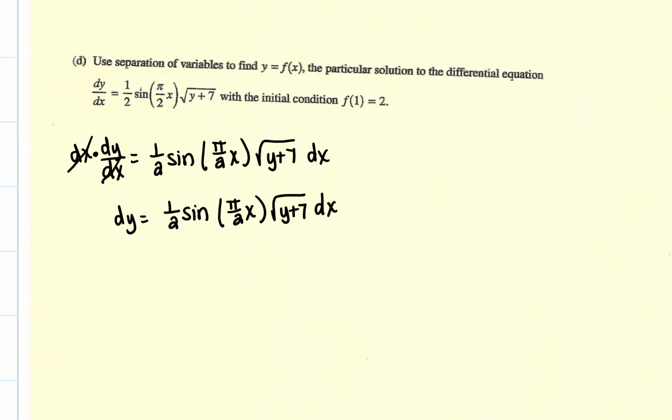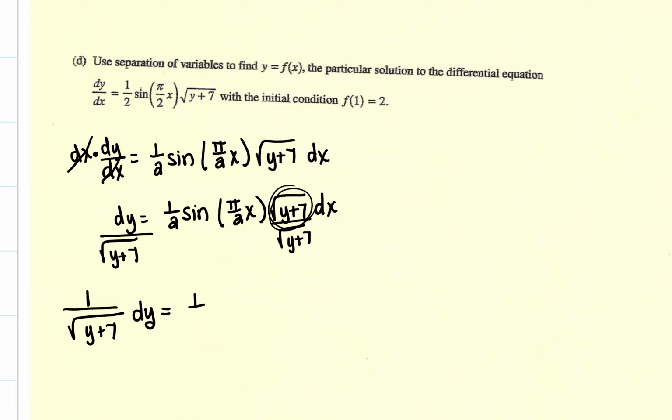Notice they're not separated yet because this term needs to be over here. So let's divide by the square root of y plus 7 to both sides. So if I do that, I'm going to have 1 over the square root of y plus 7 dy equals 1/2 the sine of pi over 2x dx. If you got your variables separated, give yourself a point.